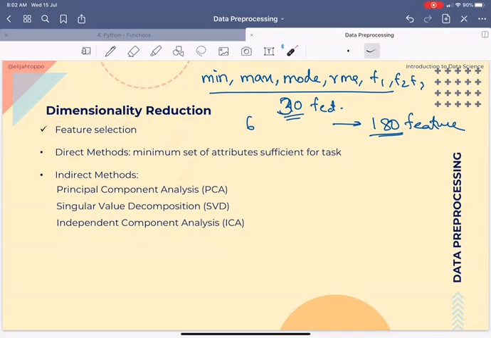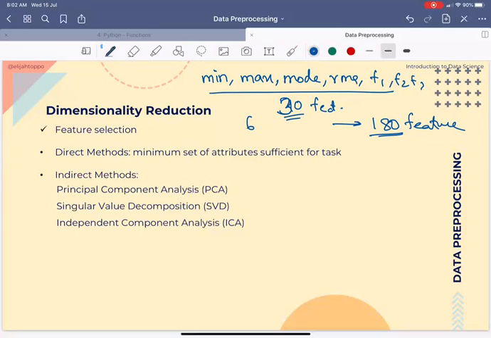Okay. So one method would be direct methods. Direct methods means find the minimum set of attributes sufficient for the task. Okay. So here, since we understood how these faults were generated, we also understood that these faults would represent themselves in the frequency information. So out of these 180 features, we had a list of features. We would say that probably these features are important for the data compared to other ones. So we will handpick them.